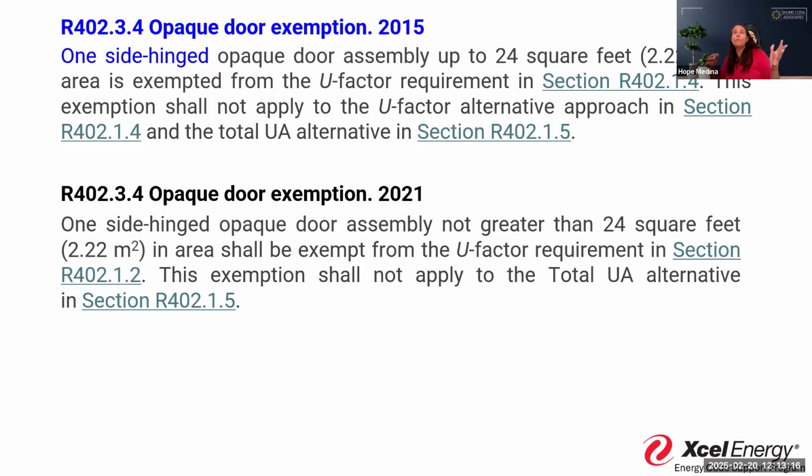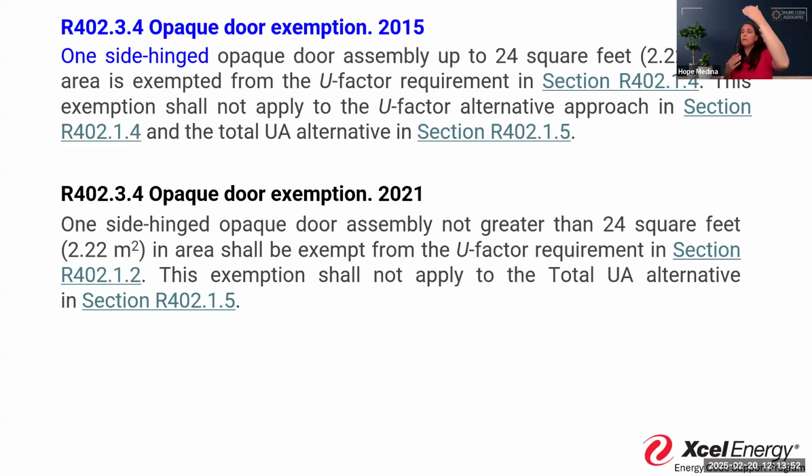And the reason for that is, we know that a lot of times you might have this beautifully intricate front door. This exemption doesn't say that it has to be the front door, but it is a side hinge door, and typically the front door is a side hinge door. Sometimes you want to do something really wonderful with that front door, and this gives you the opportunity that this particular door could be exempt from it.